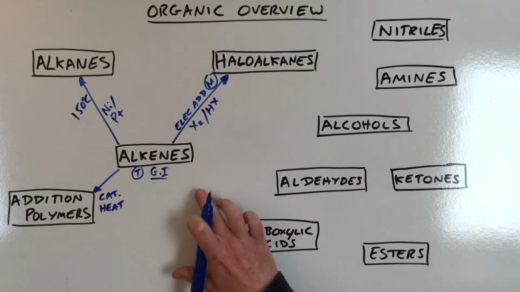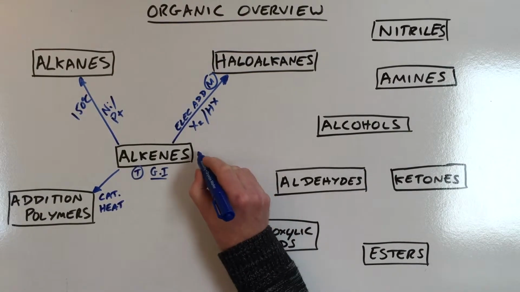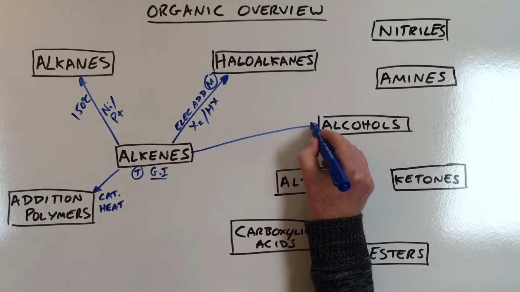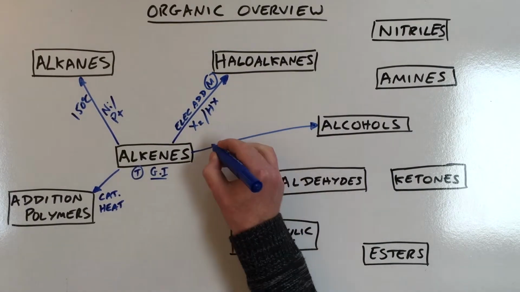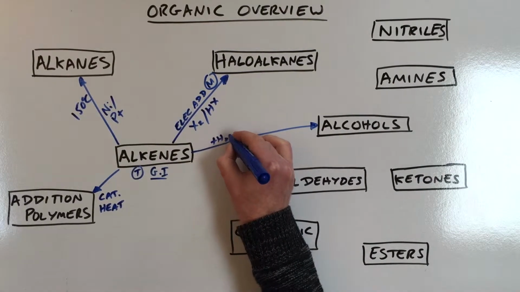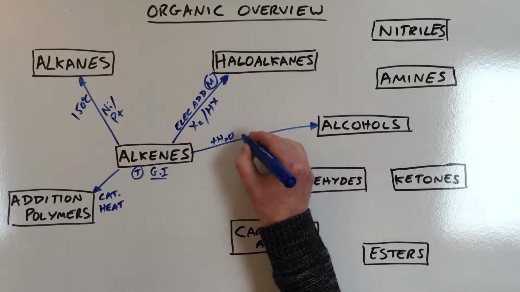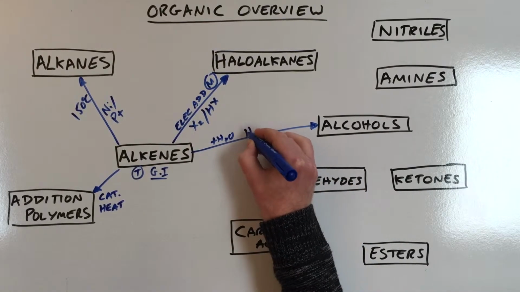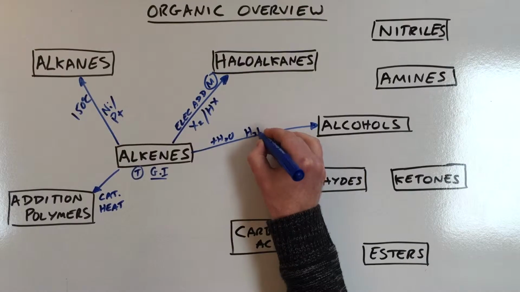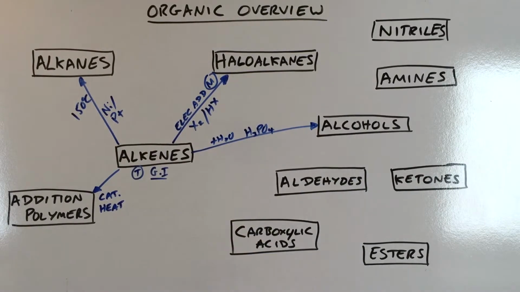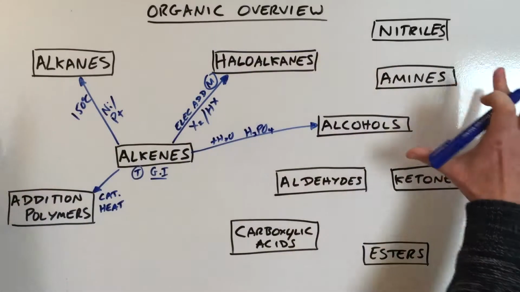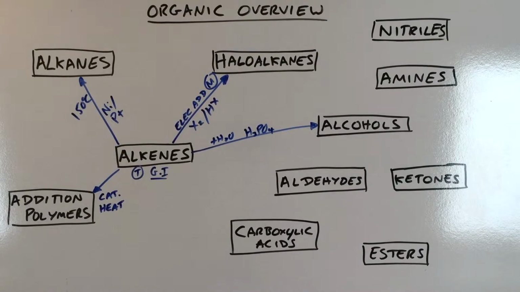We can actually go from an alkene to an alcohol. Okay, now, alkene to alcohol, we're just adding water. This is hydration. Okay, and for that we need phosphoric acid, so H3PO4. So that's our phosphoric acid there to our alcohols. And that's it really in terms of alkenes out to these other functional groups.